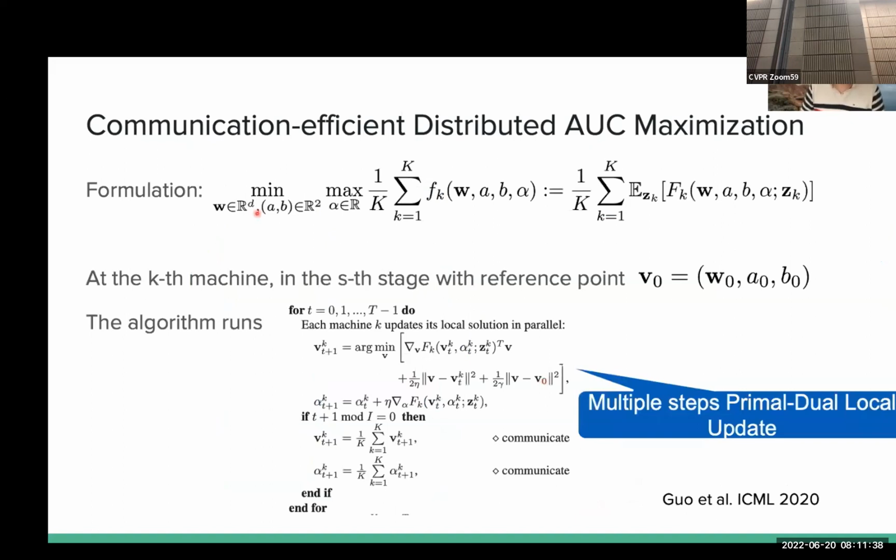The algorithm, in detail, is the following. They are trying to solve the minimax problem in a distributed setting, and they have k machines. Every machine has a local function f_k, and the algorithm uses a reference point v0, and at every step they have a for loop. They run the primal dual updates, and when t plus 1 is a multiple of I, they do communication. If t plus 1 is not a multiple of I, they do not communicate. So it's nothing but multiple steps of primal dual local updates.